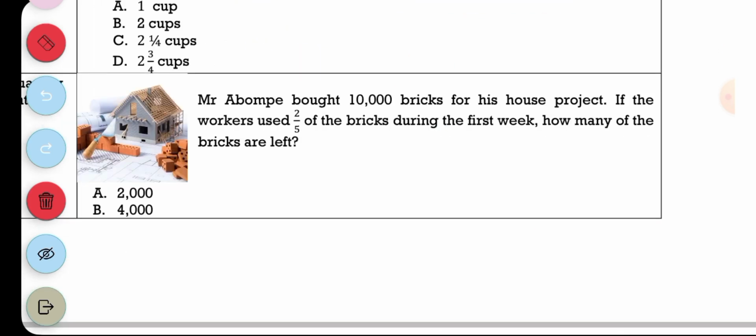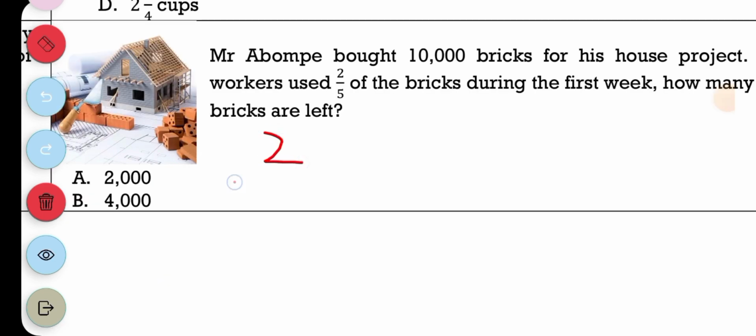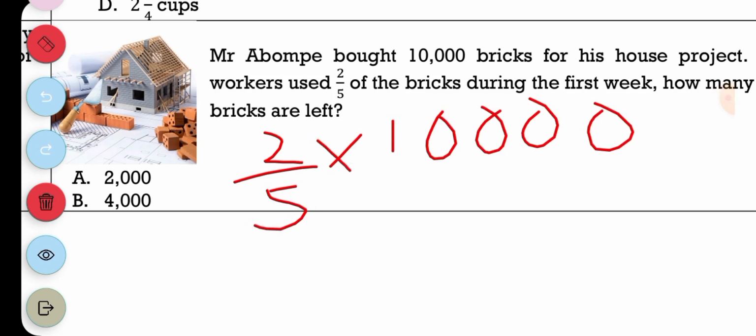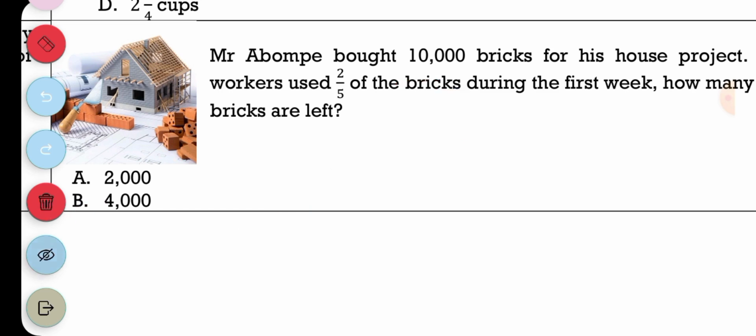Question 17. Mr. Abompi bought 10,000 bricks for his house project. If the workers used 2 over 5 of the bricks during the first week, how many bricks are left? 2 over 5 of here means you're going to multiply. So 2 over 5 multiplied by 10,000. 5 here, 1, 5 here, 2. So 2,000 times 2, you're going to end up with B, 4,000.